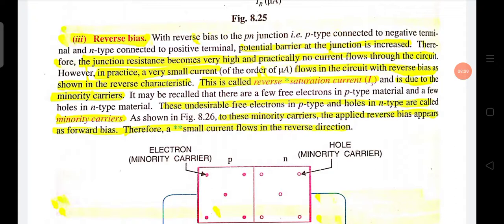These undesirable free electrons in p type and holes in n type are called minority carriers. In p type semiconductor the minority carrier is the free electron, and in n type semiconductor the minority carrier is the positively charged hole. Due to these minority carriers, the reverse saturation current, a small amount of current, flows in the circuit.